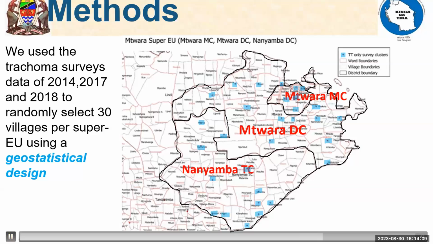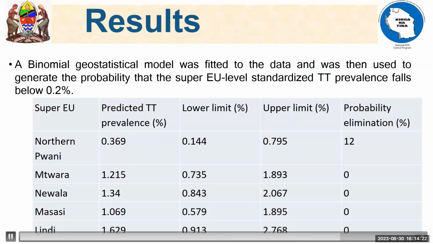Just as an example of how the clusters were distributed, look at the map, and those blue highlighted points showcasing the distribution of the clusters selected for Super EU. Now let us look at the results.